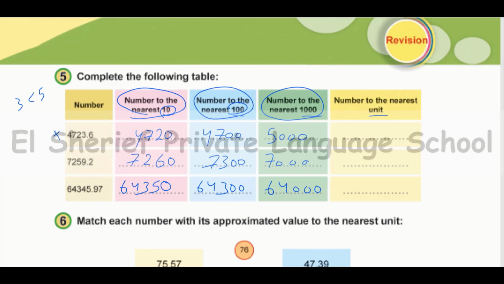Here we need the number to the nearest unit. So look at the digit before it, the tenths place. We have 6. 6 is more than 5. So 3 becomes 4 and complete the number 2 7 4. Second number, we have 2 in the tenths place. 2 is less than 5, so put 9 as it is. Then complete the number 5 2 7.